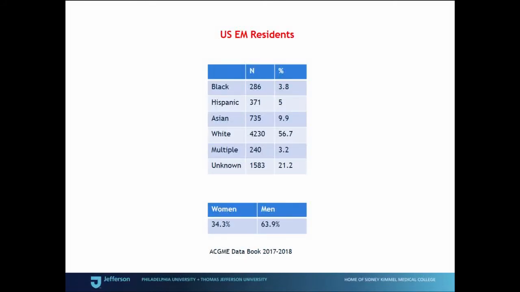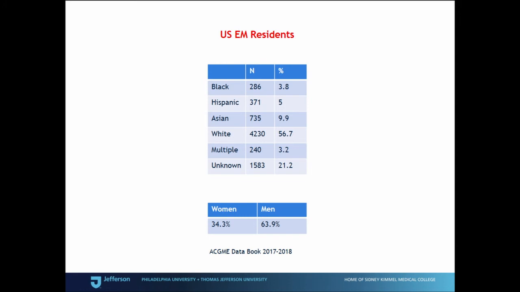All right. So when we talk about diversity in residency programs, I just wanted to show you some numbers. So this is race and gender data. This is U.S. emergency medicine residents, and this is from the ACGME data book from 2017 to 2018. So that's the most recent data book. We don't have it for this current year. They're usually a year behind, but you can get this information really just by going to the ACGME website.